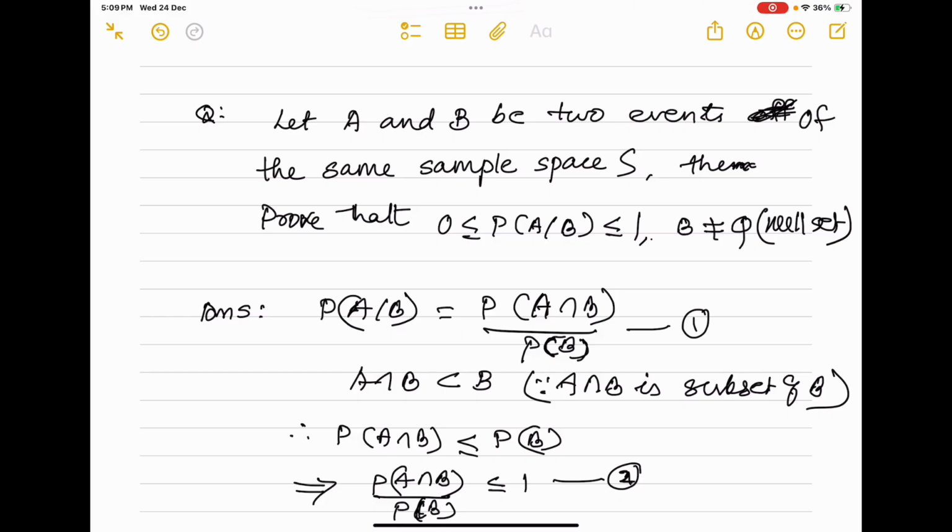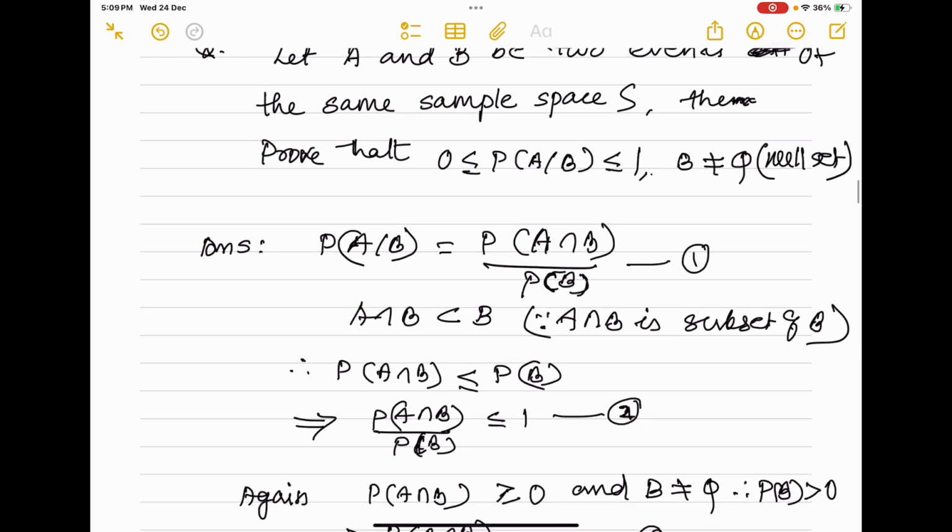A intersection B is a subset of B. The intersection of two sets is a subset of A or B. Okay, then A intersection B is a subset of B. Therefore, P of A intersection B is less than or equal to P of B. Probability will be less than or equal to probability of B. That implies, you transpose this P of B to the left, P of A intersection B divided by P of B is less than or equal to 1. That is equation number 2.